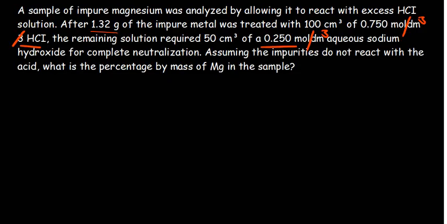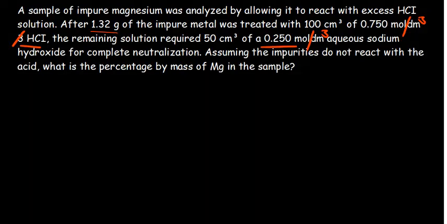A sample of impure magnesium was analyzed by allowing it to react with excess hydrochloric acid solution. After 1.32 grams of the impure metal was treated with 100 cubic centimeters of 0.750 mole per decimeter cubed hydrochloric acid, the remaining solution required 50 cubic centimeters of sodium hydroxide for complete neutralization. Assuming the impurities do not react with the acid, what is the percentage by mass of magnesium in the sample?